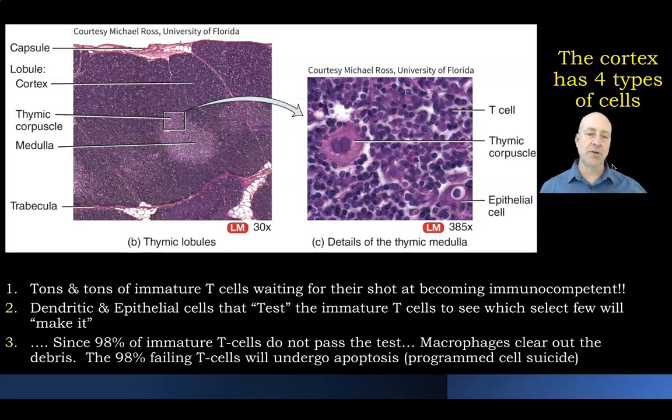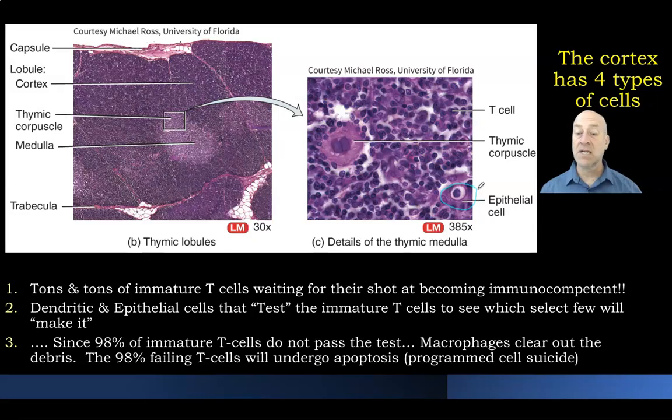And the 2 cells that are facilitating that maturation are the dendritic and the epithelial cells. You see on the right inside the medulla, an epithelial cell is going to be shown, a large epithelial cell. And what are those 2 doing? We'll get into this in more detail when we talk about maturation of T cells. But really they're going to be tested.